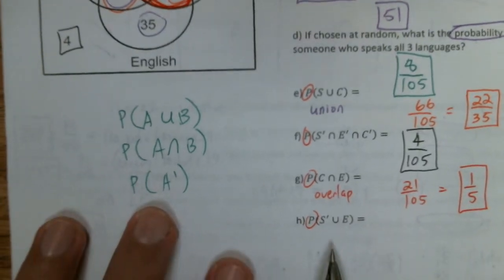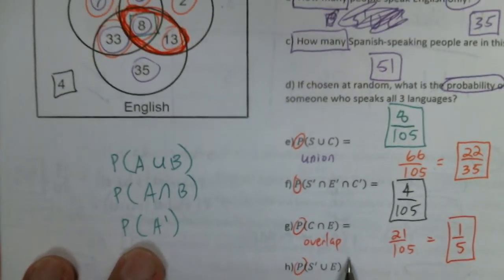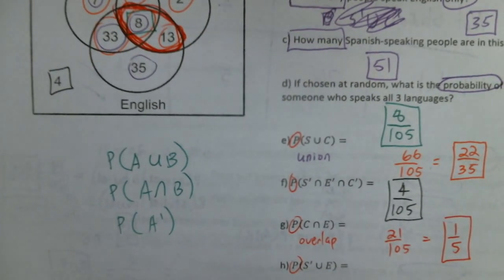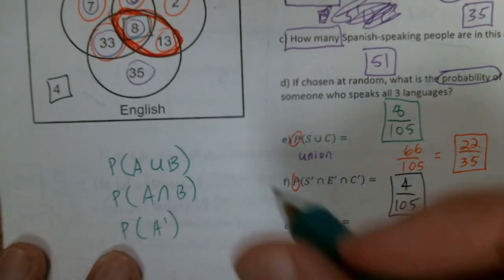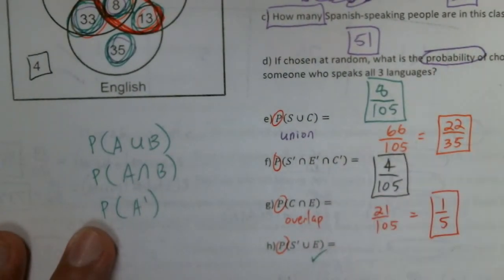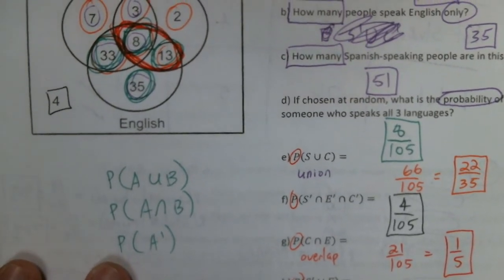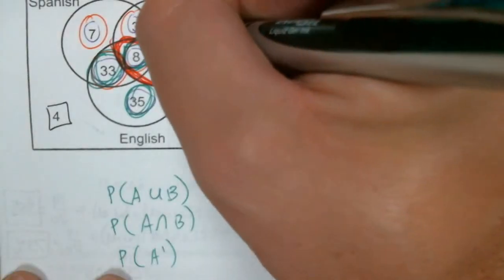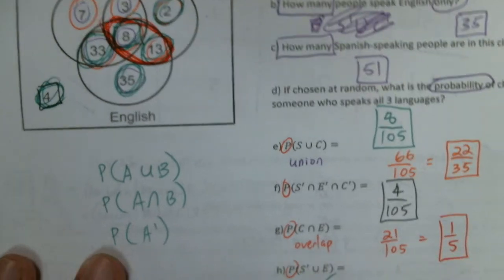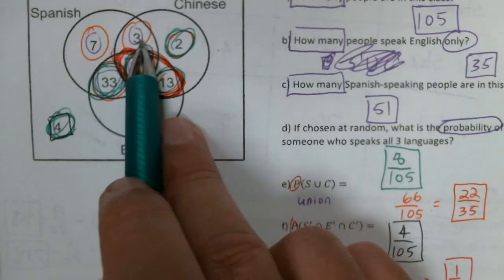Okay, last one here. Union, the union of not S and E. Okay, so that means I'll do this in green. That means give me everything in E. Okay, so 33, 8, 13, 35, all those are in E. So I've got everything in E. And then also give me everything that's not in S. Okay, so everything else that's not in S, the 2 is not in S, and the 4 is not in S. Okay, so the union means give it all to me. Okay, so basically it means give me every number except for the 7 and the 3.